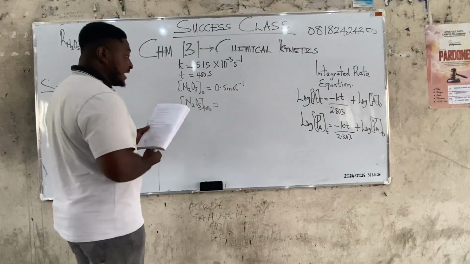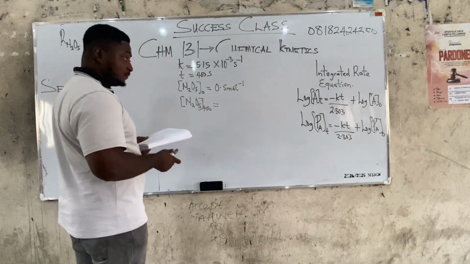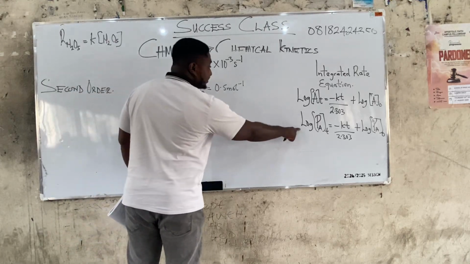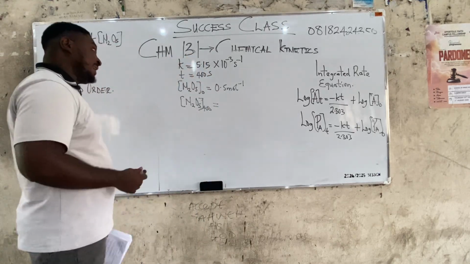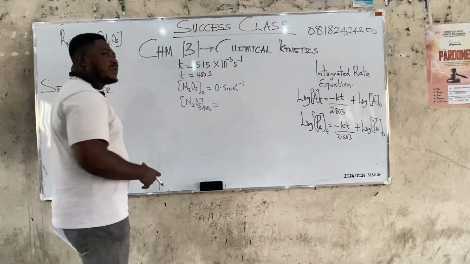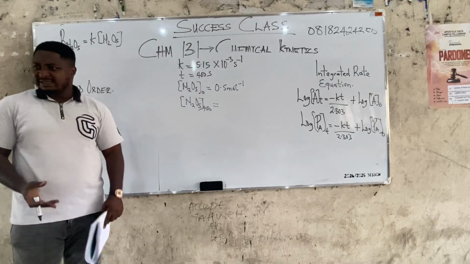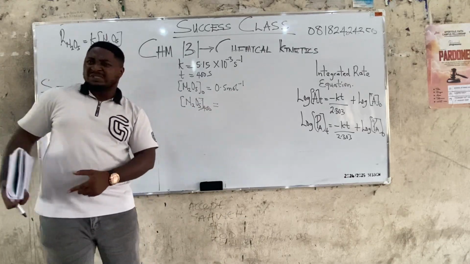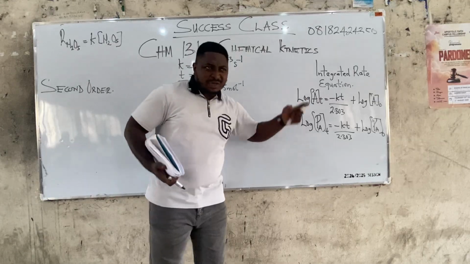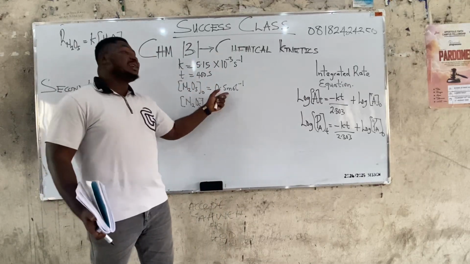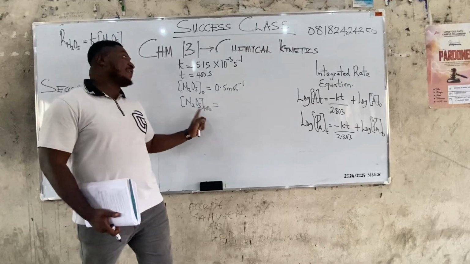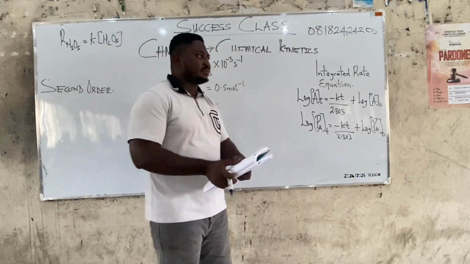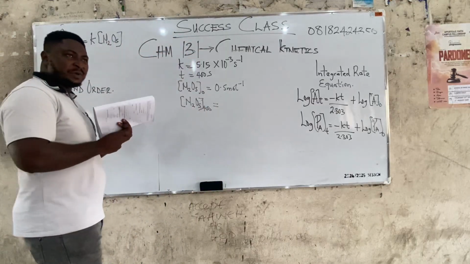Now applying the formula, class. Are we going to use this or this? We use the first one, right? Because if we were to use the second one, the question would have come in with pressure. They would have given us the initial pressure and asked us to find the final pressure after 400 seconds. But they are talking in terms of concentration, so we're going to use the first one.